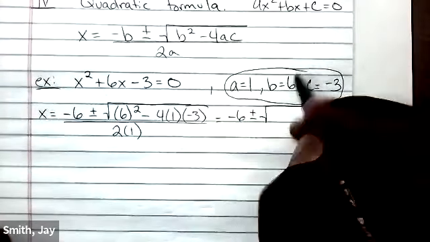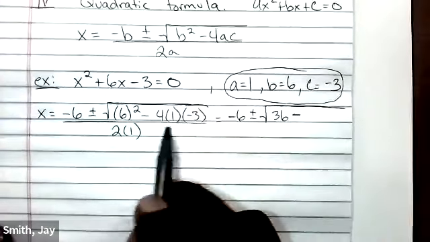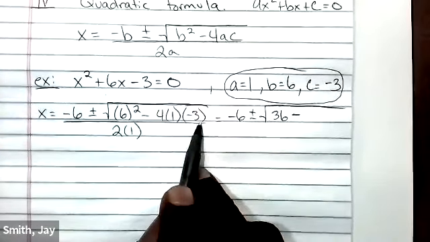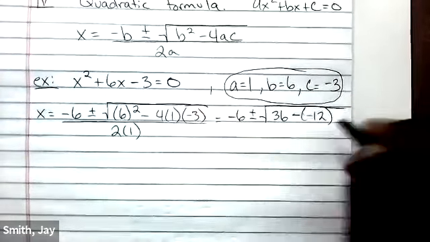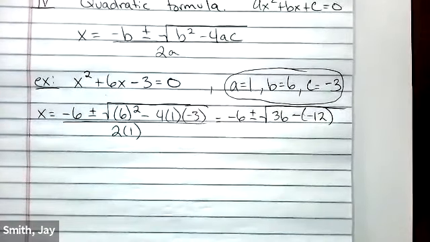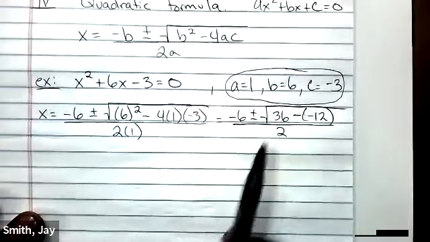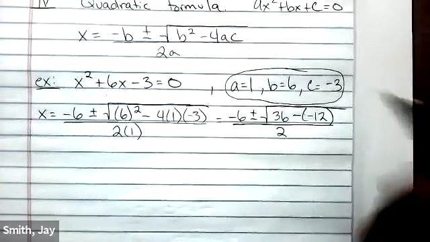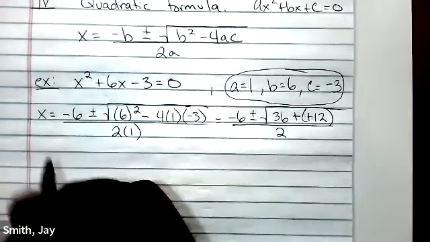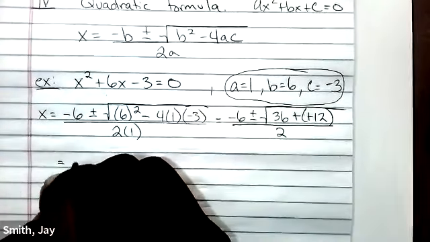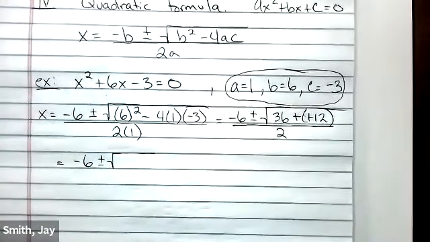We know 6 squared is 36. Minus 4 times 1 is 4, times negative 3 will give me negative 12. So we're subtracting a negative 12. And it's all still being divided by 2, because we know 2 times 1 is 2. But anytime we subtract a negative, same thing as addition. So it's going to leave me with negative 6 plus and minus the square root of 36 plus 12, which we know is 48.